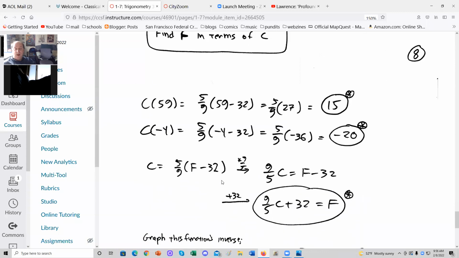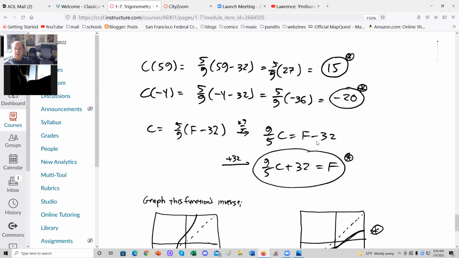Now here we have to find F in terms of C. We start with this, and we solve for F. This is 5/9, so multiply both sides by 9/5. So 9/5 C equals F - 32. We add 32 to both sides and get 9/5 C + 32 equals F. That's how you convert from Celsius to Fahrenheit.